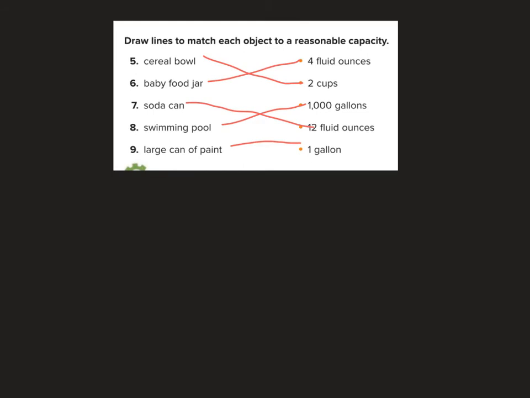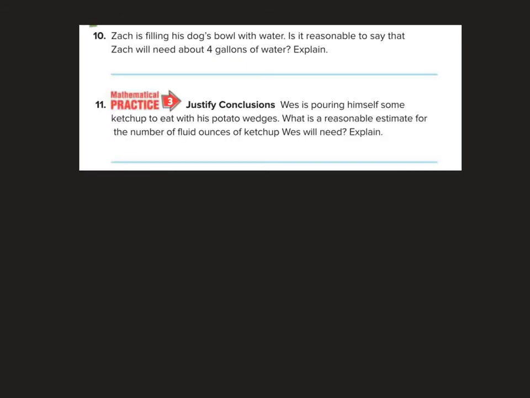Because that's the biggest. That's kind of how I was measuring it in my head, guys. I was kind of saying, okay, those are small. If I compare a baby food jar to a soda can, I know a soda can's bigger. So the baby food jar, then the soda can, then the cereal bowl, and so on. That was my strategy for this one.